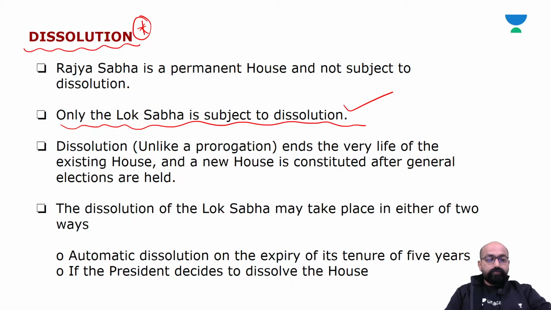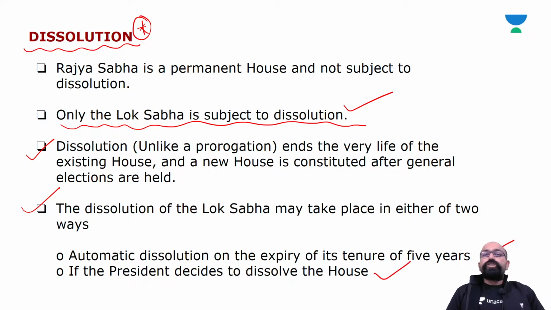Now, dissolution ends the very life of the existing house, and a new house is constituted after general elections are held. The dissolution of the Lok Sabha may take place in two ways. First, automatic dissolution on the expiry of its tenure of 5 years, and second, if the president decides to dissolve the house.